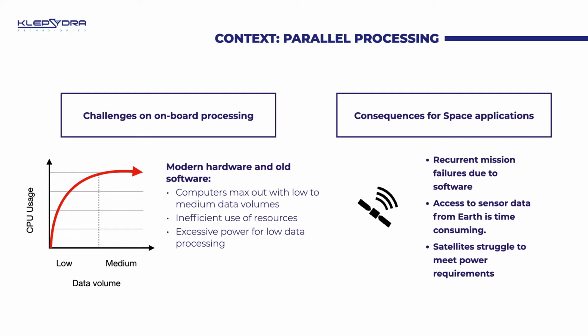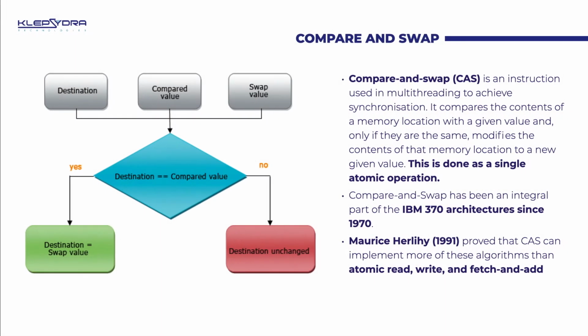This has important consequences for space, as you can see here. Recurrent failures due to software, lack of access to Earth observation data, etc. Satellites struggling to meet power requirements. Other industries have faced the same problem, especially the financial industry, and they solved it in a very successful manner by using what is called lock-free programming techniques.